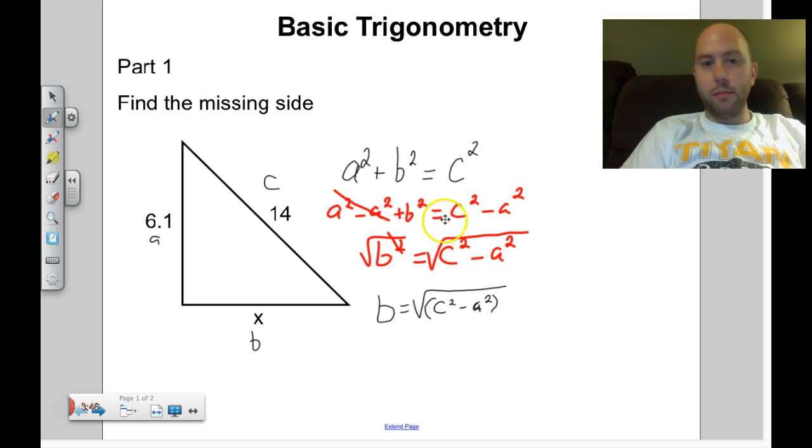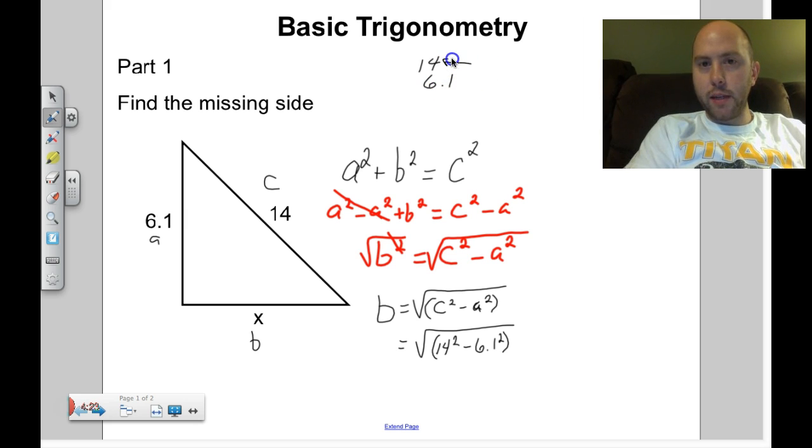Now I just plug in my numbers. It's going to be the square root of 14 squared minus 6.1 squared, since c is 14. What's also important is sig figs. Since I'm subtracting, I want the farthest left uncertain digit, which in this case is the 4. If you can't see that, shame on you, but it is the 4. That means I want to round to the ones place, or the nearest whole number.